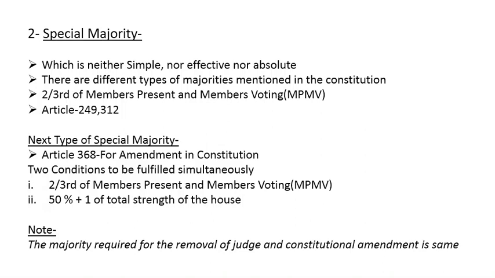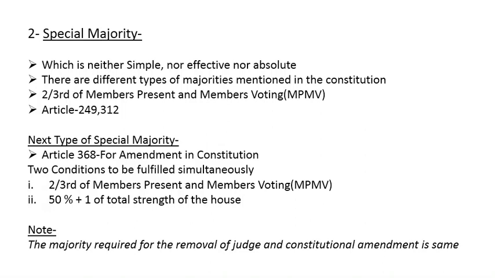And there are different types of majorities that are mentioned in the Constitution of India. So first one is for Article 249 and 312, which require 2/3 of the members present and voting. Article 249 empowers Parliament to legislate even on matters in the State List, but for that it needs 2/3 of the members present and voting.